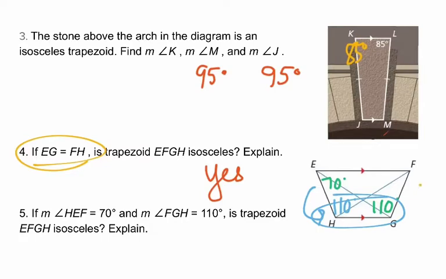Now, if you want to think about it, we could figure out what this angle would be because these two have to add up to 180. So that's 70, and now we can see that both sets of angles are congruent.